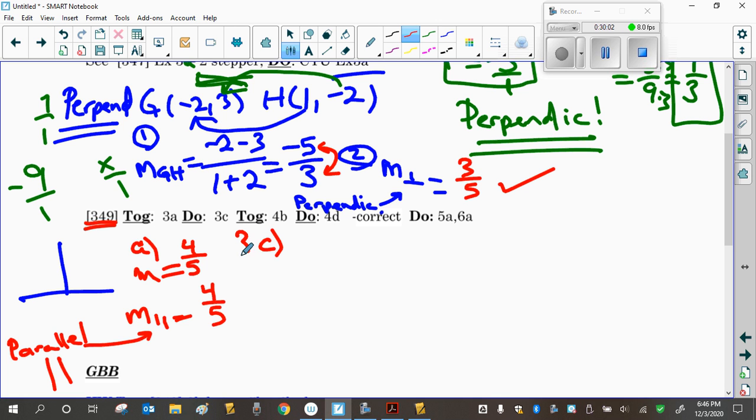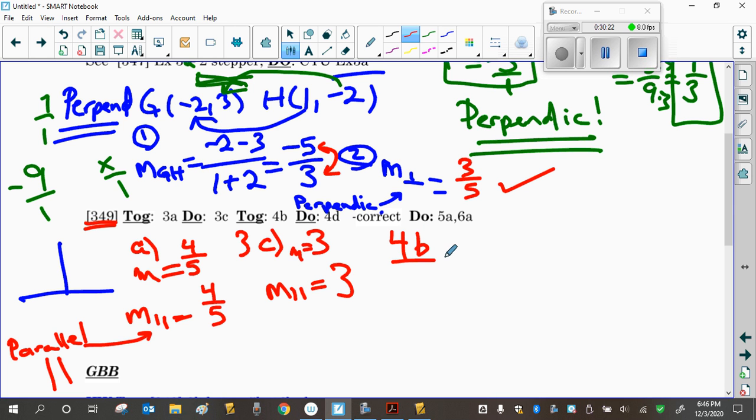Okay, you do 3C. Go ahead, same question. If the slope is 3, what's the slope of a parallel line? I'm going to give you 3 seconds. 1, 2, 3. Yeah, good job. Parallel line slope is the same.